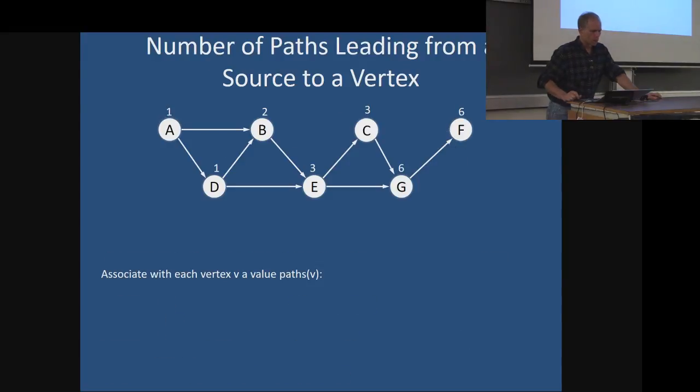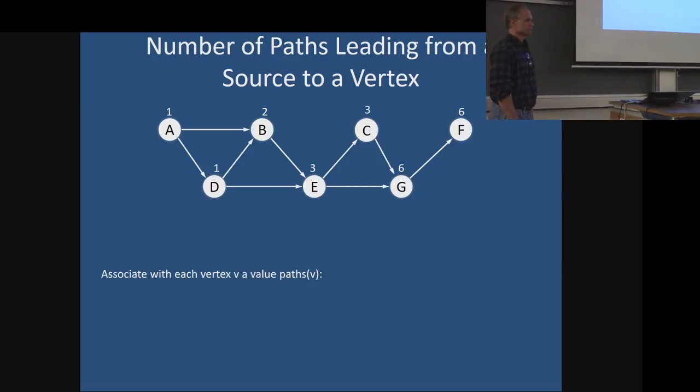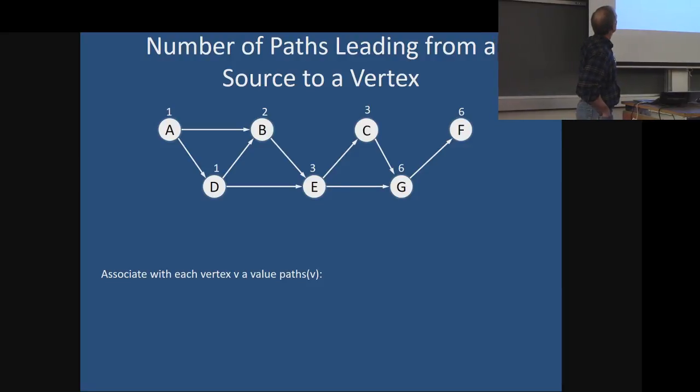Okay. So I want to know, we looked at this last time too, the number of paths leading from a source to a vertex. And I've already labeled it with the answers. So this is the number of paths leading from A to every other vertex. So we just say that the number of ways to get to A is 1. There's 2 ways to get to B. What are they? You go A to B directly or go via D. So 2 ways to get to B from A. There's 6 ways, it turns out, to get to F from A. So we want to compute this.